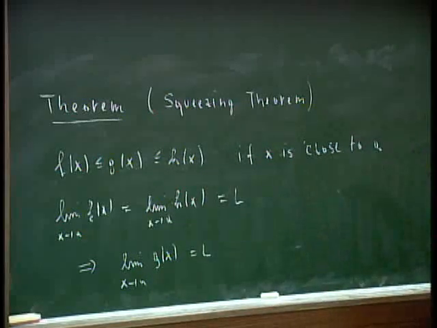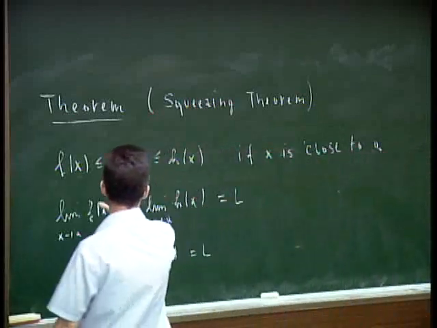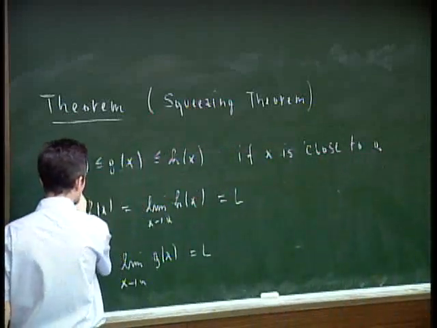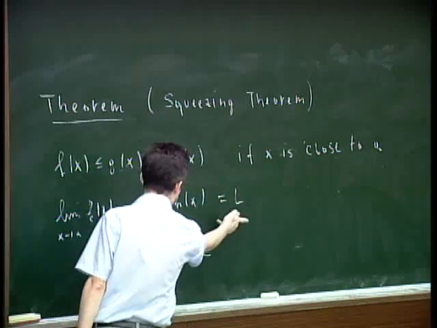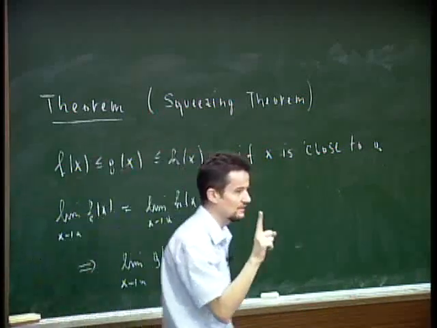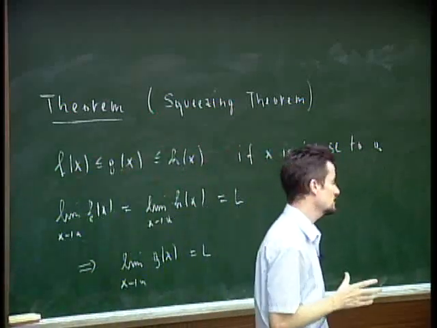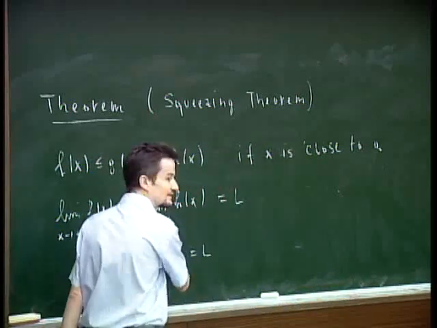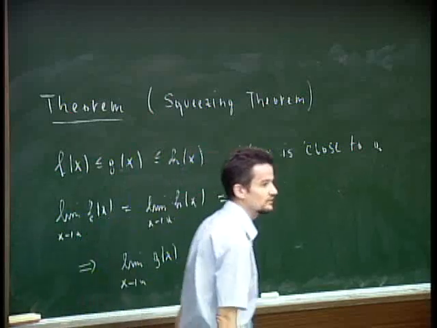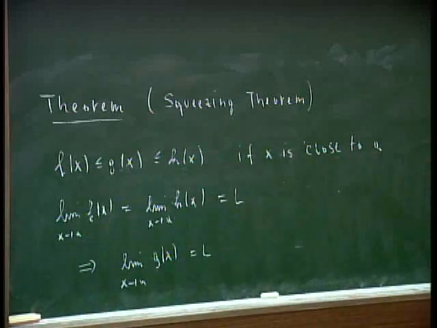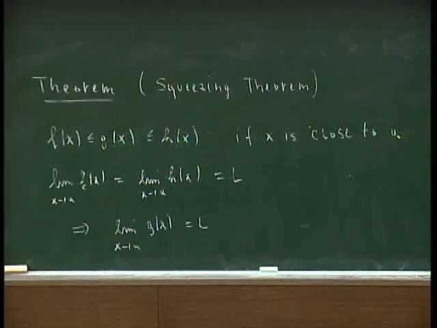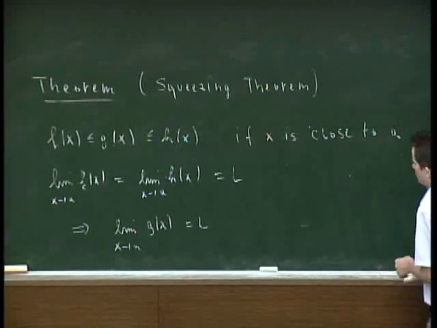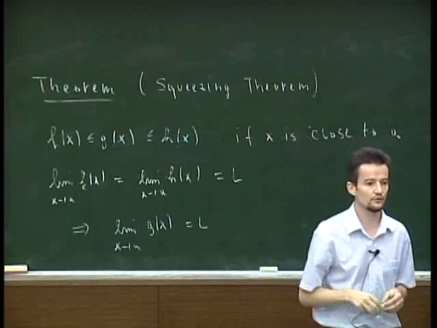So actually, this theorem tells you, if you have this relation, and those two limits exist and are equal to L, this limit exists as well and is also equal to L. You should read this as two parts. The first part is that this limit exists, and the second is that it's equal to L. It tells you existence and at the same time what the value is. Now, this result is very useful.